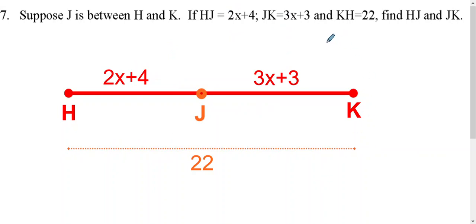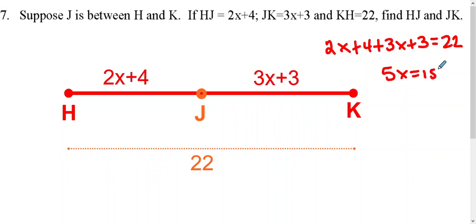We would get 2x plus 4 plus 3x plus 3 equals the whole distance, which is 22. When we solve this, we would end up with 5x is 15, which is x is 3. Not our answer, though. We're being asked to solve for HJ and JK.